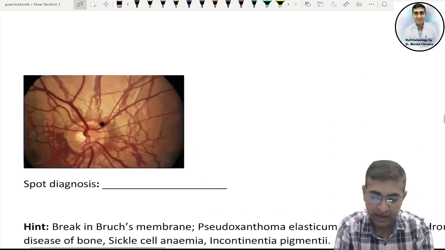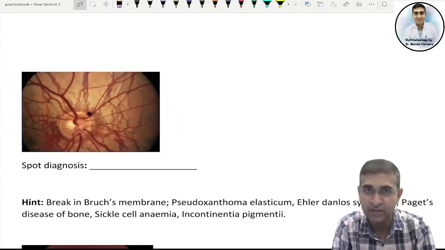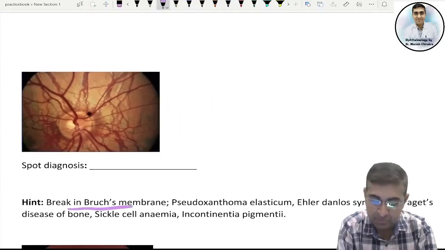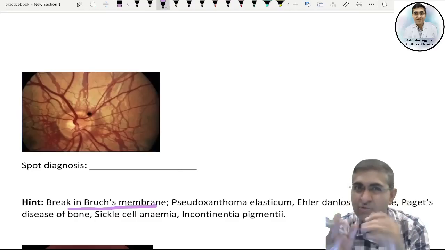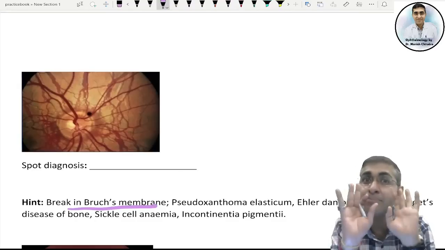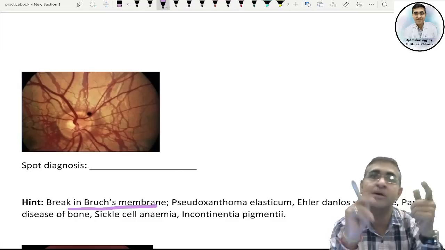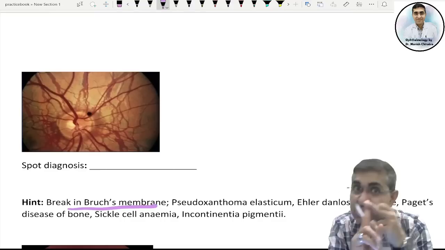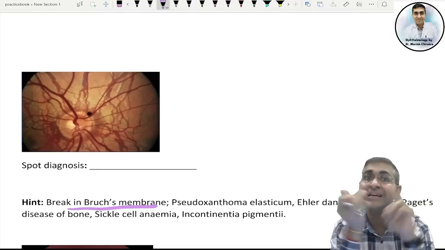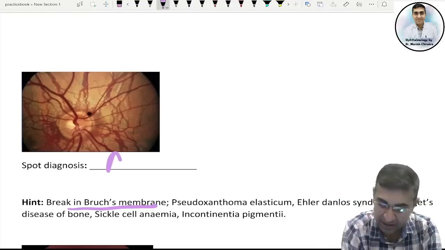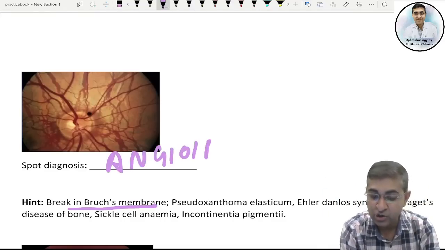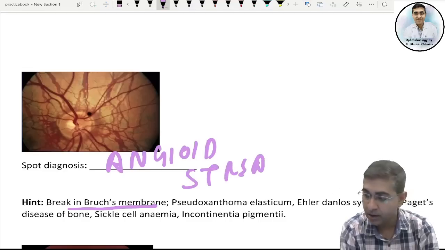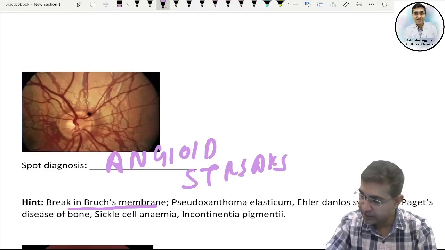What is this? Spot diagnosis. I gave the hint below, it was a little difficult. Can you see that there is a break in the Bruch's membrane? There are diseases which are associated with this. How will you remember? PEPSI: pseudoxanthoma elasticum, Ehlers-Danlos syndrome, Paget's disease of bone, sickle cell anemia, and incontinentia pigmenti. So yes, you are right, I am talking of angioid streaks.